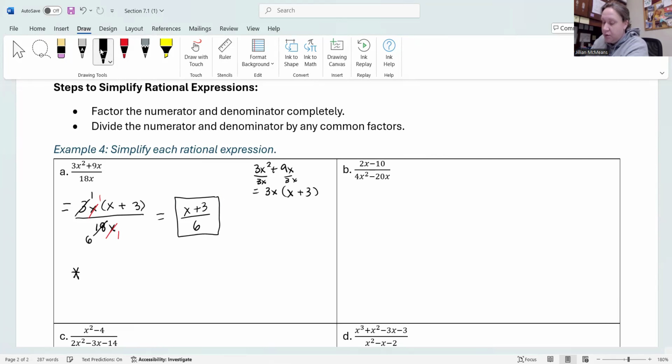Now, I want to put a little word of caution here. If you look at the numerator, we have terms of x plus 3. Okay? In the bottom, we have a factor of 6. You cannot cancel factors and terms, okay? So you cannot cancel terms.